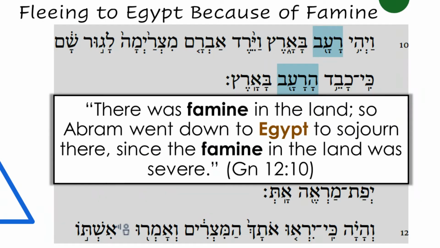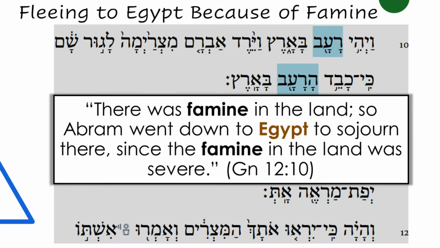Egypt, like Mesopotamia, is a civilization that's dependent on irrigation from a river. In Egypt, of course, it's the Nile River. Let's look at a biblical passage that explains why this matters. We're in Genesis chapter 12. There was famine in the land. The land in this case is the Holy Land and what would become Israel. So Abram went down to Egypt to sojourn there, since the famine in the land was severe.